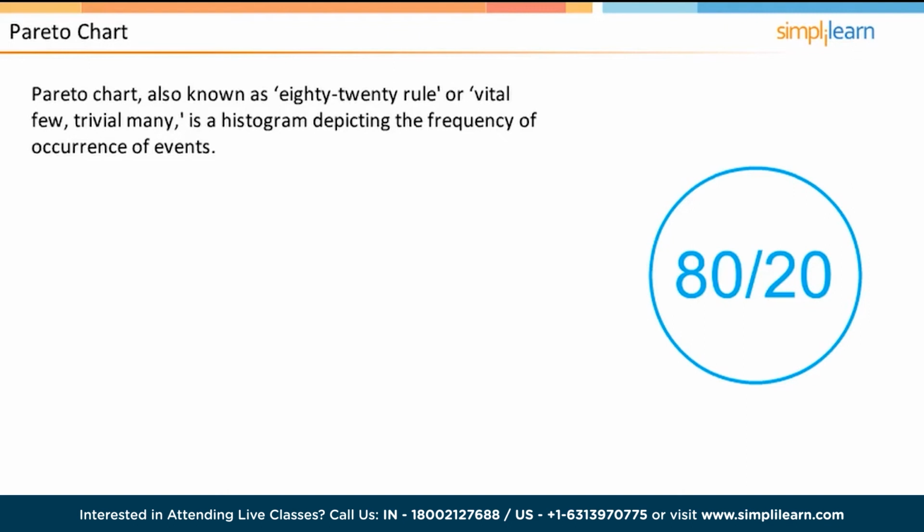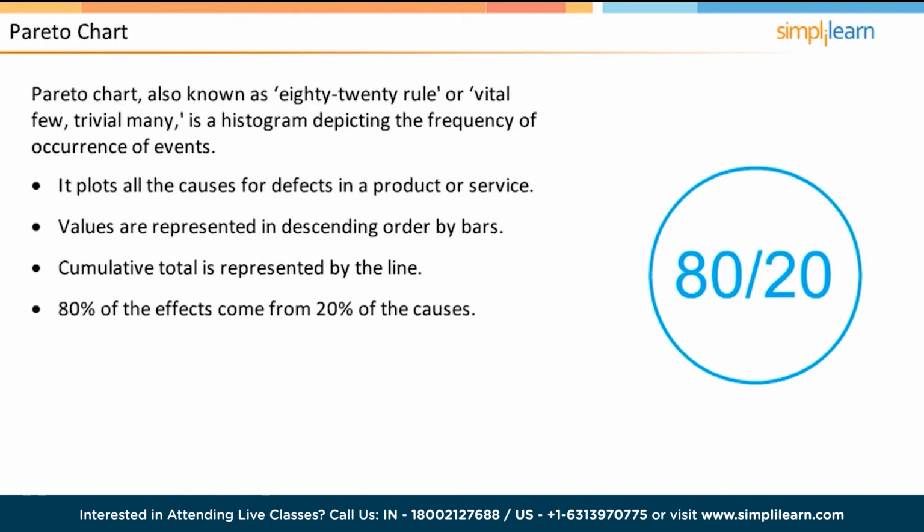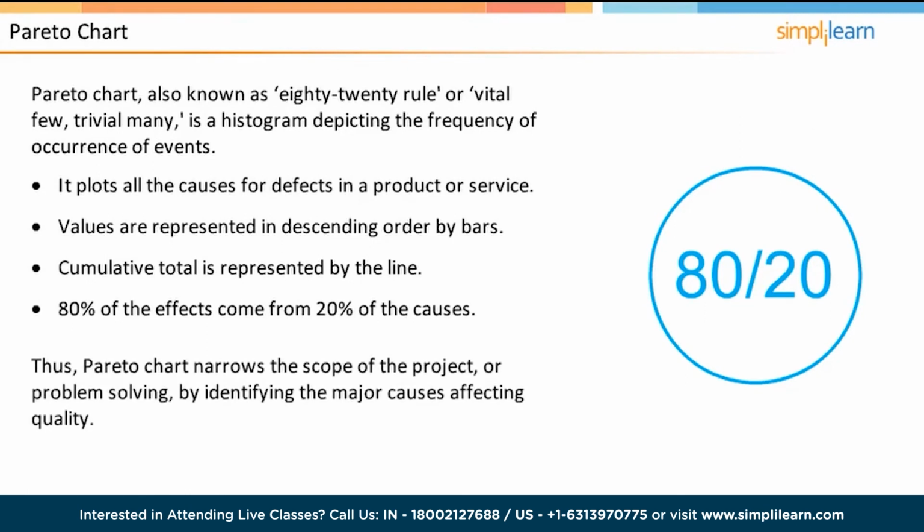To explain further, the given chart plots all the causes for defects in a product or service. The values are represented in descending order by bars, and the cumulative total is represented by the line. Pareto chart emphasizes that 80% of the effects come from 20% of the causes. Thus, a Pareto chart narrows the scope of the project or problem solving by identifying the major causes affecting quality.